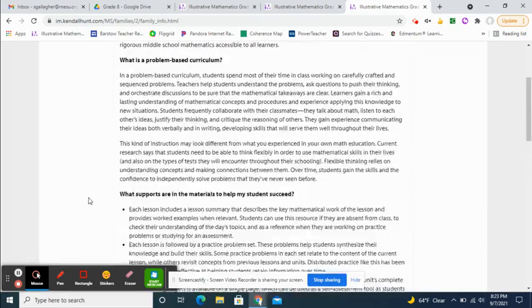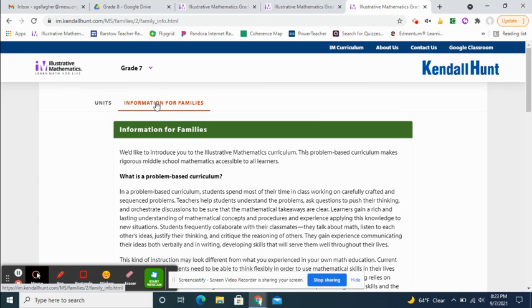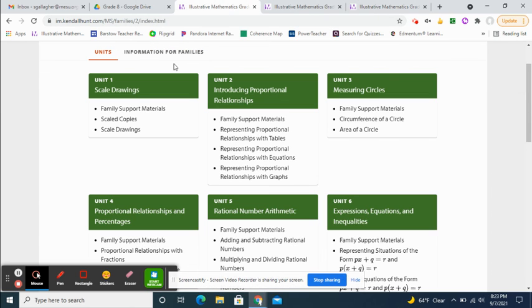So take a minute to come back to this site and read over this information for families as we're just getting the year started. And then in the future, the important parts will be each of these units as we go through.